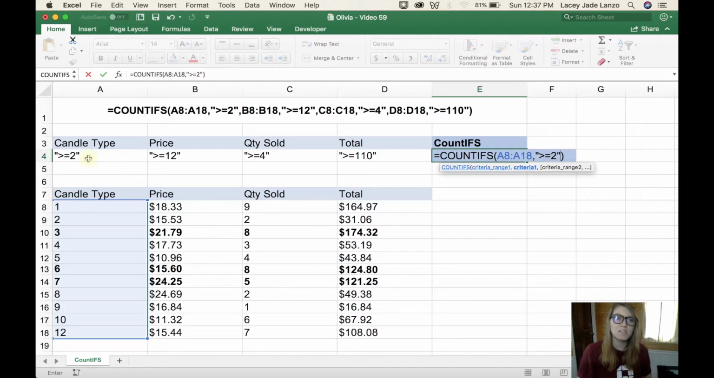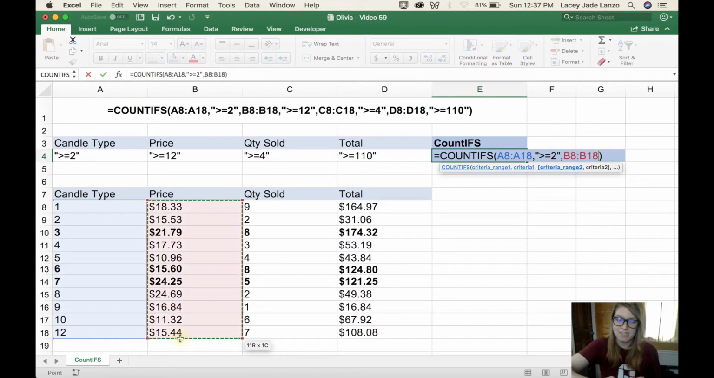In this section that we selected, we are looking for any number that is equal to or greater than the number 2. That is completely finished, so we can type our last comma for that section of criteria. Now we're going to do it again for criteria range number 2 for the pricing. Now this will be cell B8 through B18, comma, and then our criteria 2 will be, again, we'll type it out as it says there, quote, equal or greater than 12, quotation and then comma.